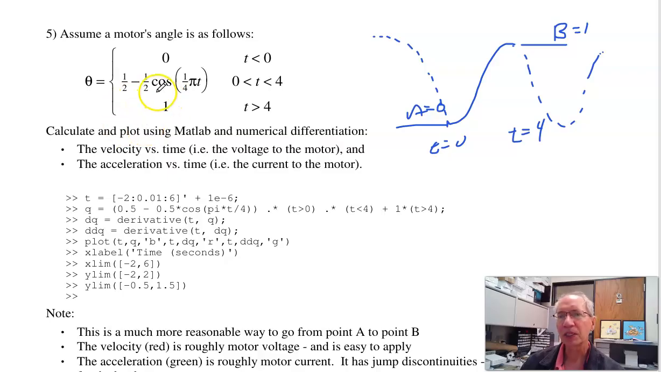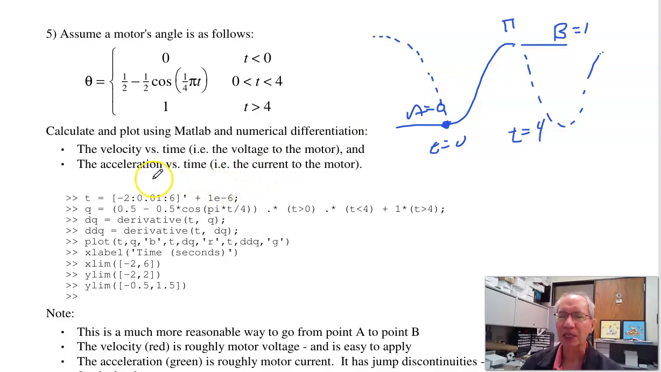The equation for that would be 1/2 minus 1/2 cosine of pi t/4. The way that works at t equals 0, cosine of 0 is 1. 1/2 minus 1/2 is 0. Gives you this point. At this point, I want to be at pi radians. So at t equals 4, I have 4/4 pi. This is just pi. Cosine of pi is -1. 1/2 minus -1/2 is +1.